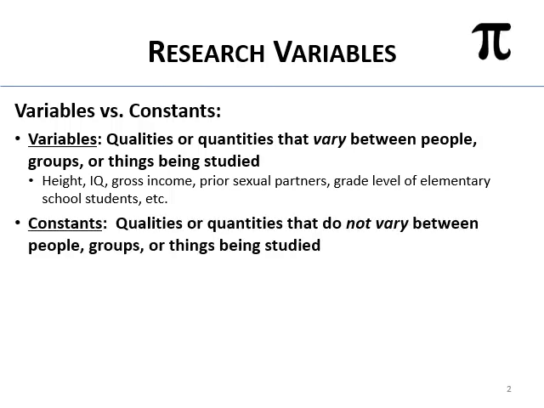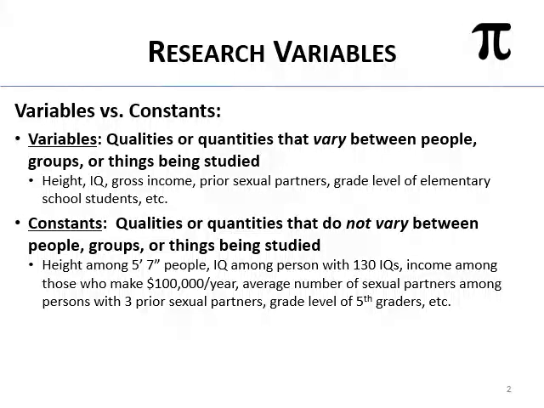So juxtapose that to constants. Constants are qualities or quantities that do not vary between people, groups, or things being studied. So they may vary, but not in your study, right? So height among people who are 5'7" for example. IQ among people who are all 130 IQ. Income among those who make $100,000 a year. Average number of sexual partners among people with 3 prior sexual partners, grade level, fifth graders, etc., and so forth. So these are all things that don't vary in the people you're studying.